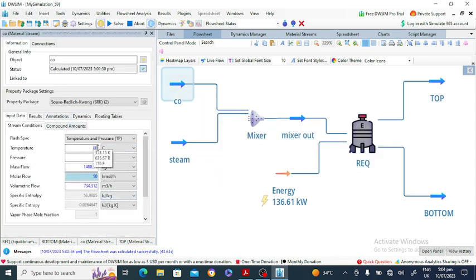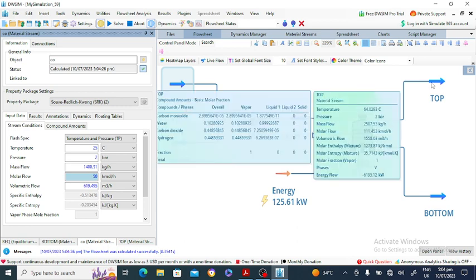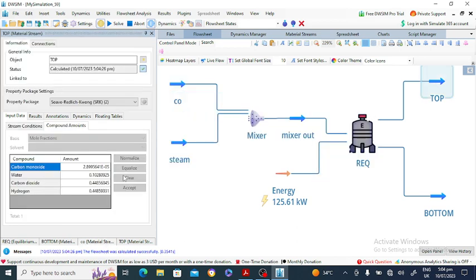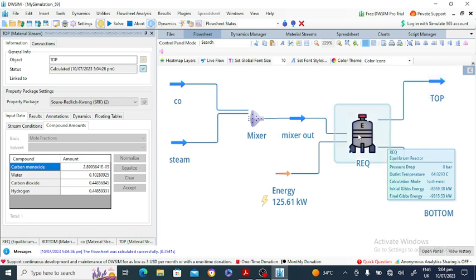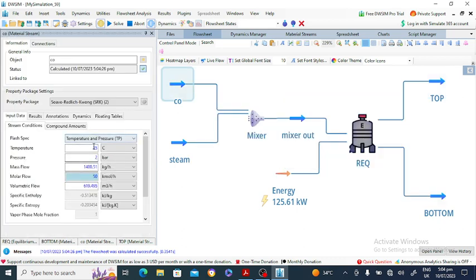Now I'm changing it to, for example, 25 degrees centigrade and 2 bar pressure. So now this is the duty of the reactor, and the top product composition is this one. It is 44 and this is 10%. It is not decreased. So you can change 25 degree. Here there is 25 degree and 2 bar pressure. Now I'm changing it to 1 bar pressure.